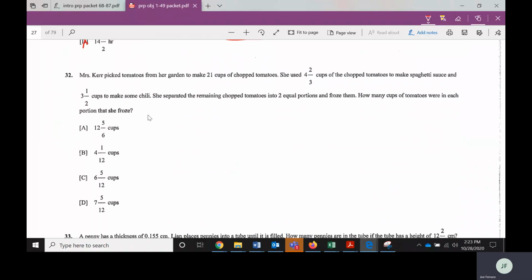So again, we have to take what we have to start. We have to subtract what we used. That'll give us the remains. But then we took what was remaining, and we split it up into 2 equal portions. And that's what we're looking for. So again, let's figure out what we used first. She used 4 2/3 to make spaghetti sauce, 3.5 to make some chili. So what we used is 4 2/3 plus 3.5. So 4 2/3, either you may know that, or if you type in 2 divided by 3, it's 0.6 repeating. 3.5, that's 3.5.